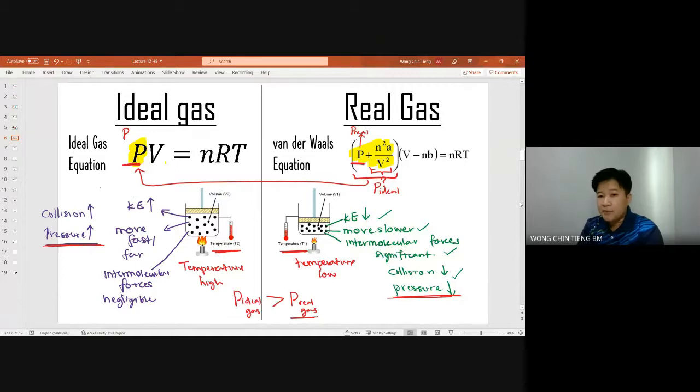Alright? Kita kena tambah dengan correction tersebut. Correction ini adalah intermolecular forces. Kenapa kena tambah dengan correction by using intermolecular forces? Siapa yang menyebabkan tekanan saya rendah? Orang yang menyebabkan tekanan saya rendah adalah intermolecular forces. Bila saya ditarik oleh kawan saya, saya terpaksa bergerak lambat, saya terpaksa ada pelanggaran yang kurang. I move slow, I have low collision because of my strong intermolecular forces. So saya kena tambah balik dengan correction of the intermolecular forces.